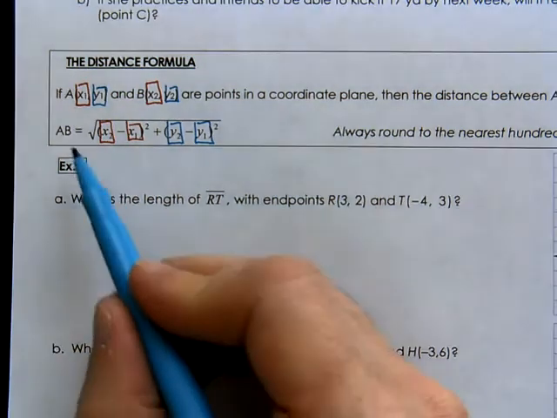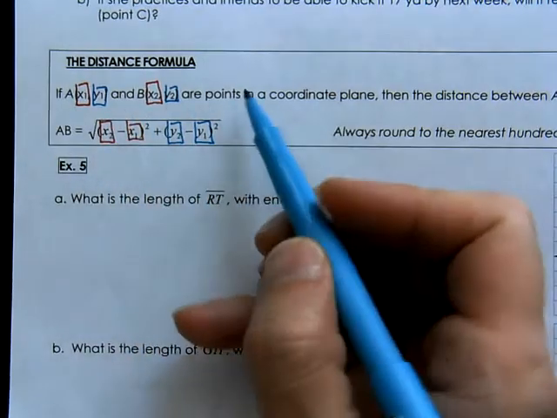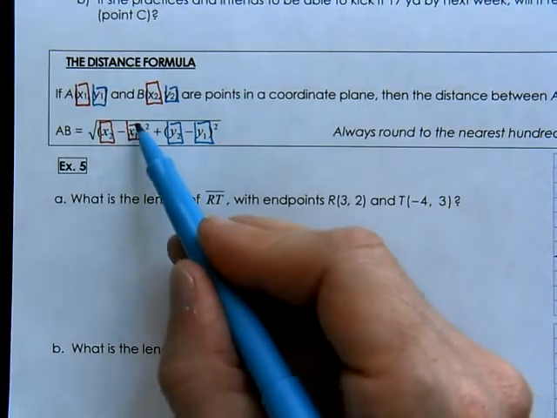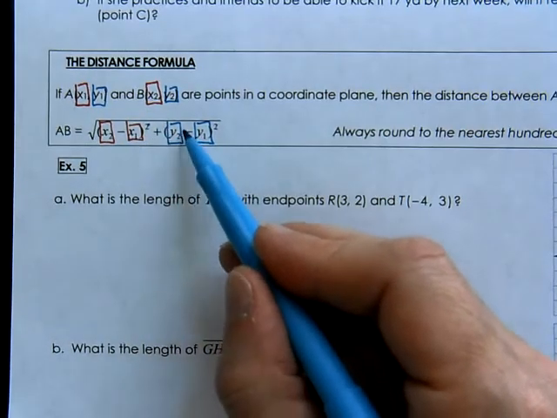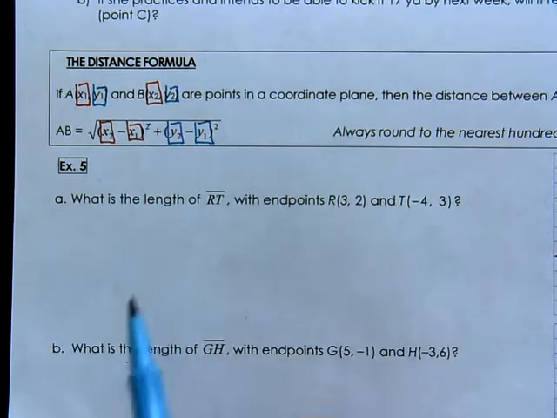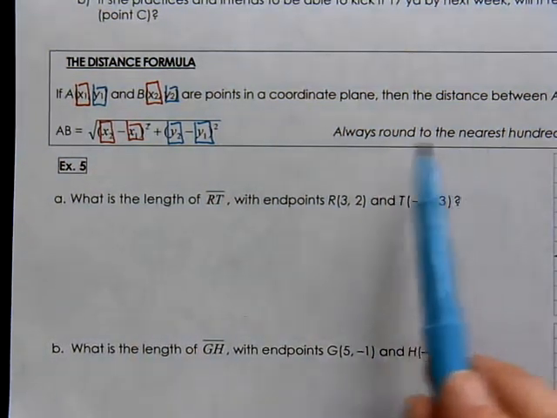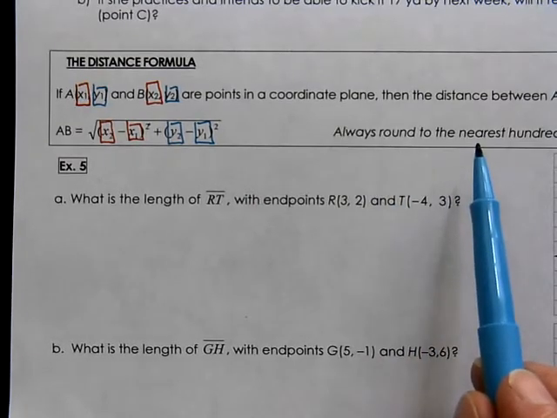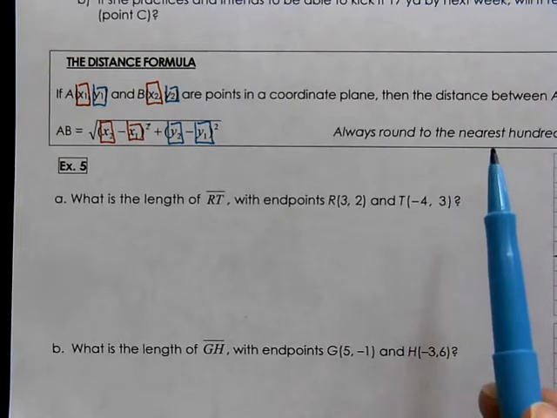It reads, the length of the segment AB is equal to the square root of the quantity x sub 2 minus x sub 1, quantity squared, plus y sub 2 minus y sub 1, quantity squared. Here it says always round to the nearest hundredth. That means 2 decimal places, and that's if we have a number for an answer, but we won't always get numbers, and I'll show you what we mean in a couple of examples.